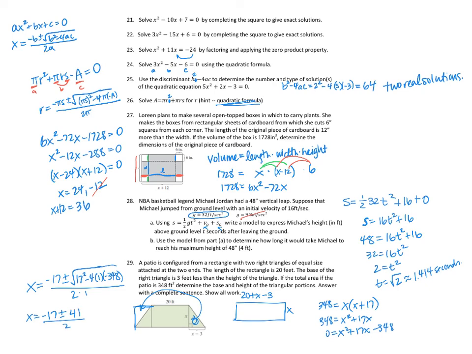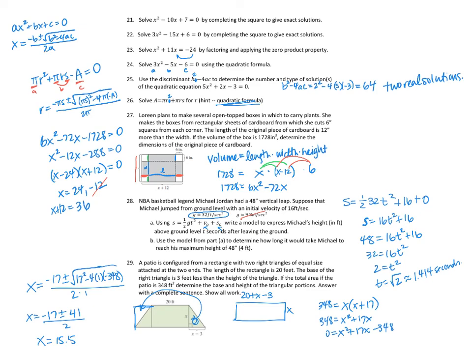And so I can see that if I use the minus sign, that's going to give me a negative value for x, which wouldn't make sense. So I'm going to use the plus sign. Negative 17 plus 41 is 24 divided by 2, which is 12. So I'm throwing out the one that uses a negative sign because I know x needs to be a positive distance.